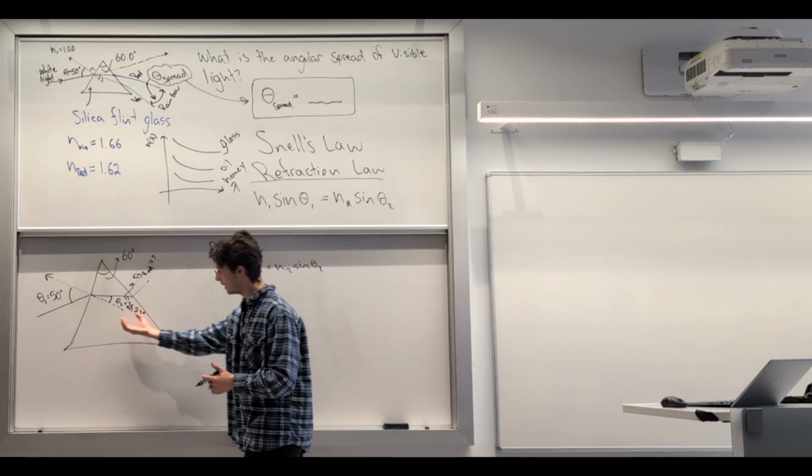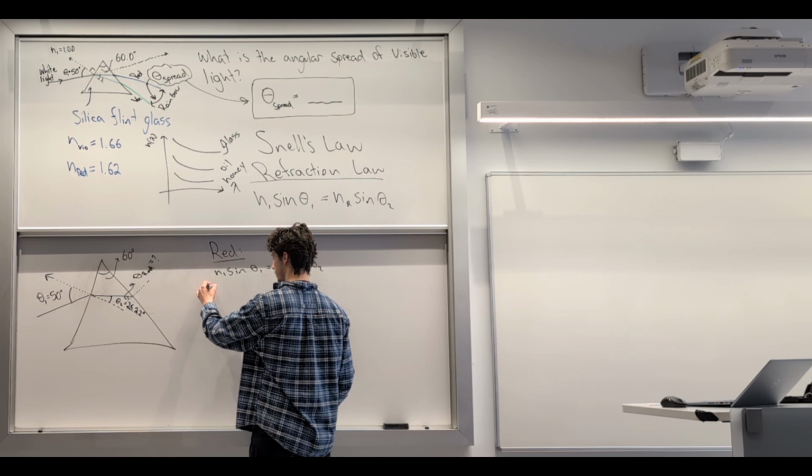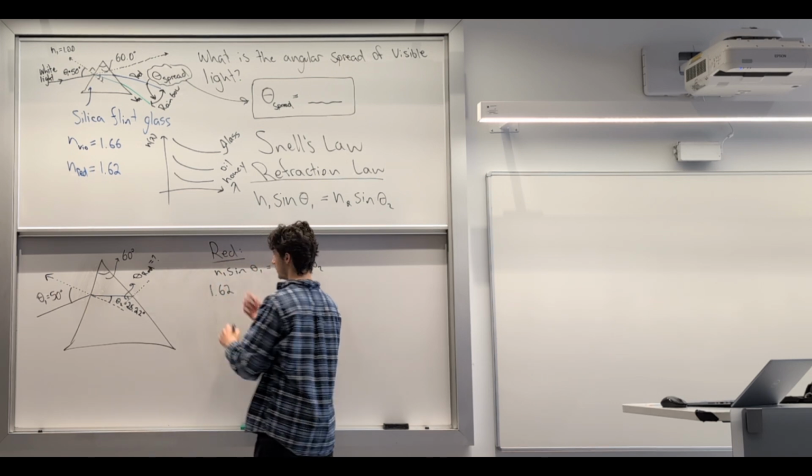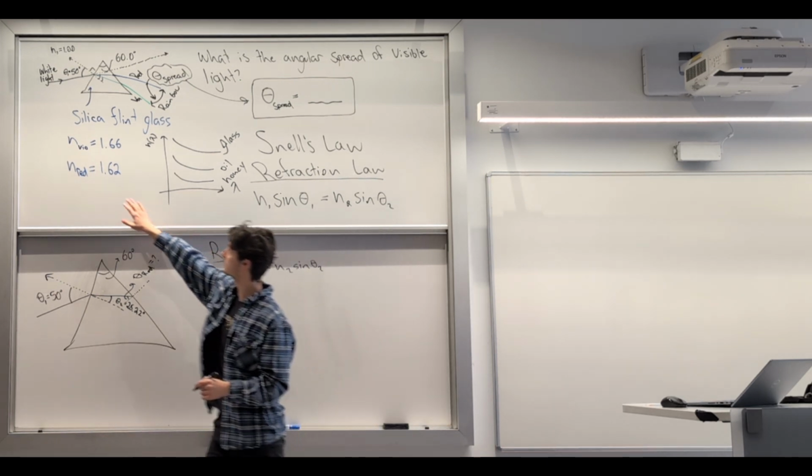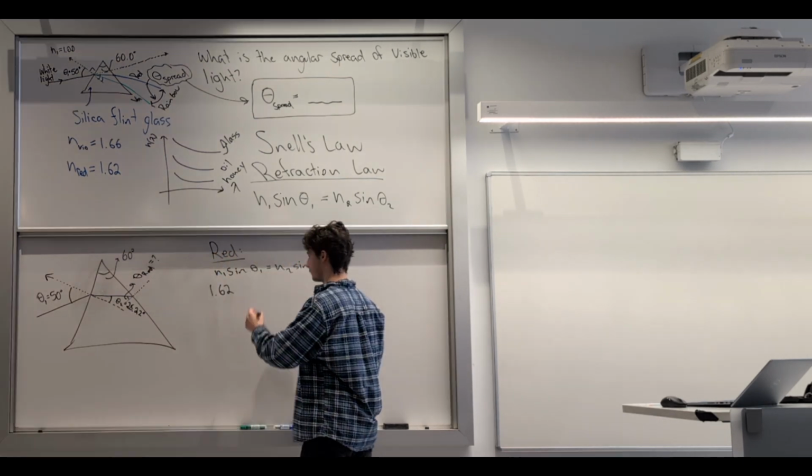Cool. So now we have Snell's law applied to a different section, which means the index of refraction here is now the one of the prism. So I'm going to plug that in. That is 1.62, right? Because again, we're using it for the red light. Red light has this index of refraction.